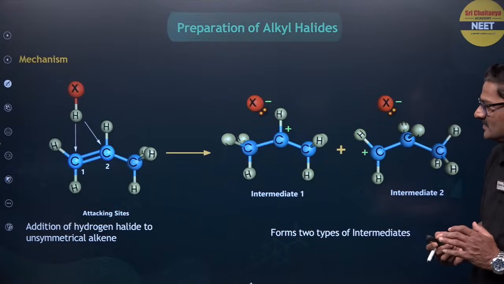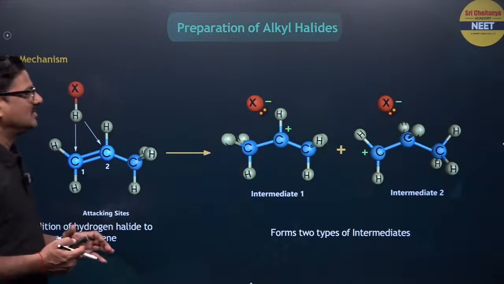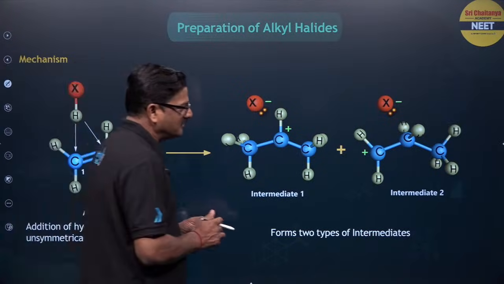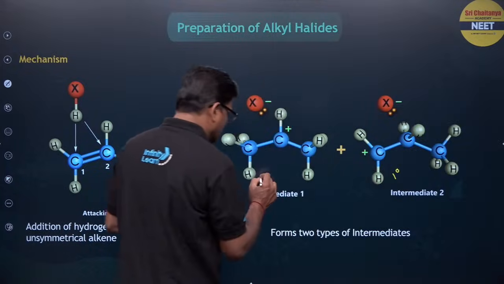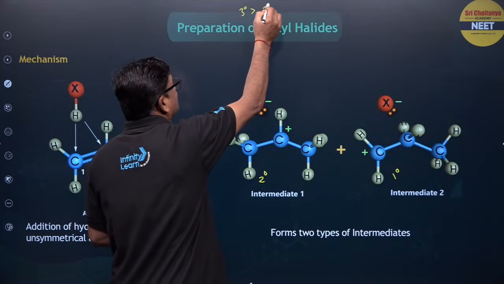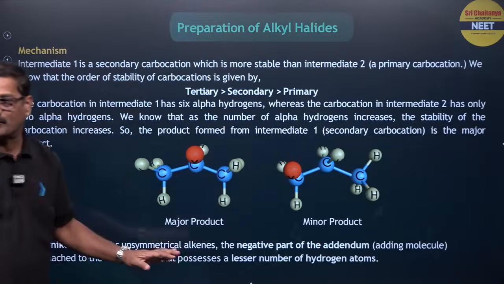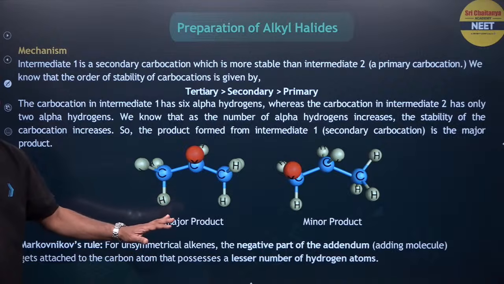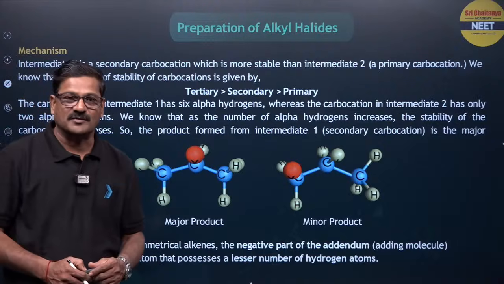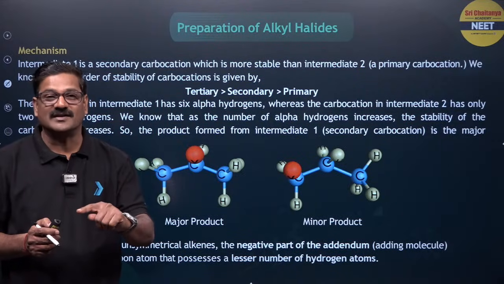If you see the mechanism, you are going to see the formation of a carbocation: a more stable carbocation and a less stable carbocation. If this is the primary carbocation and this is the secondary carbocation, the order of stability of carbocations is going to be like this. So this secondary carbocation is more stable. The product is formed according to the stability of the carbocation, and this is explained on the basis of the Markovnikov rule. The Markovnikov rule is used whenever the carbocation is not getting rearranged.